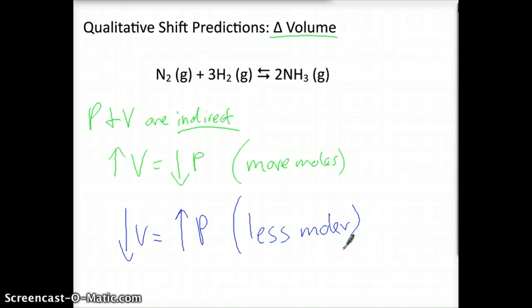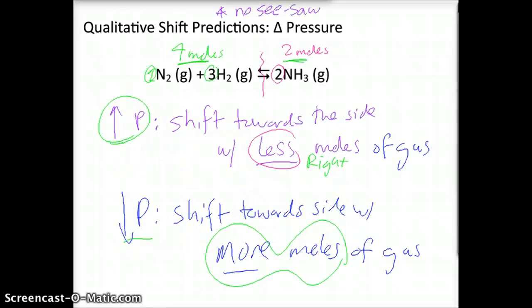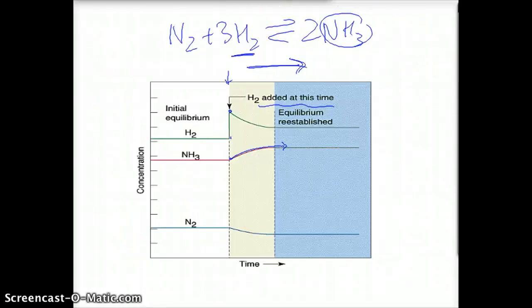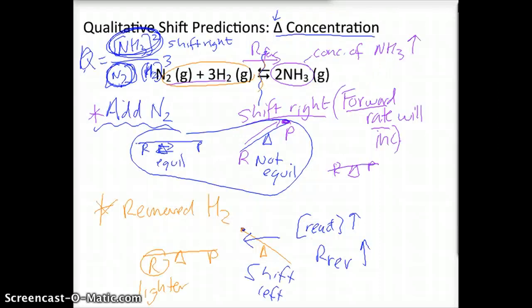We'll practice this in class. You need to know these 4 concepts. We'll analyze these graphs as well. And we'll practice with our shifts and move on to ICE tables.